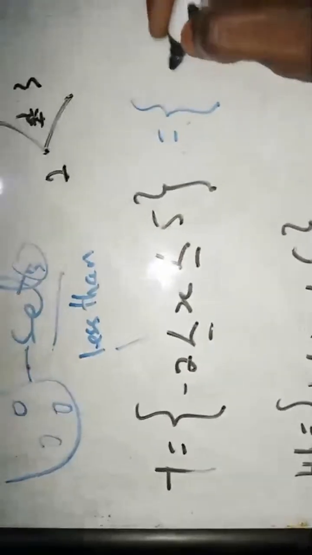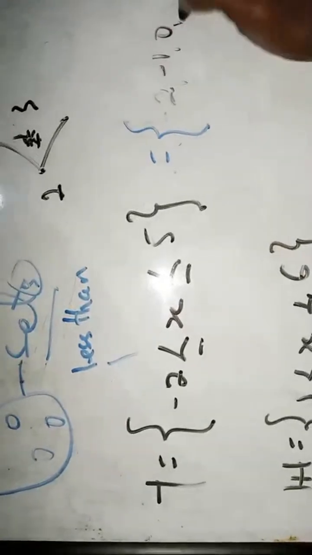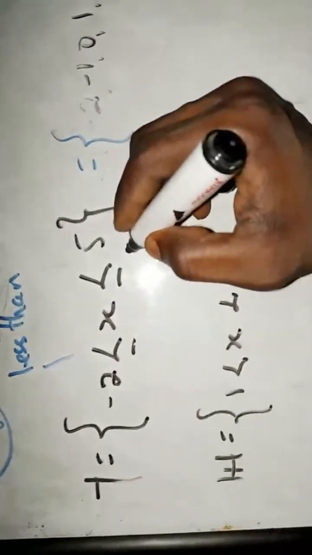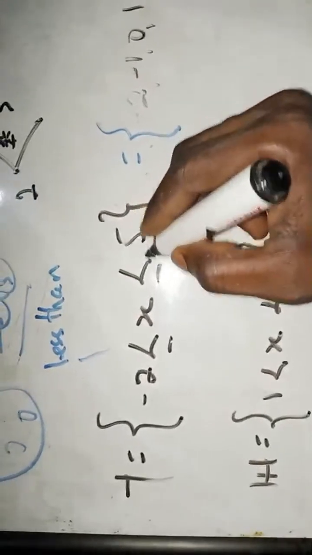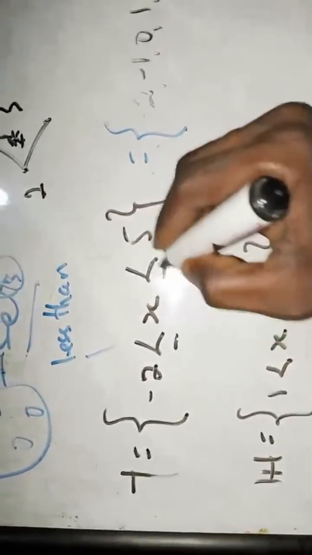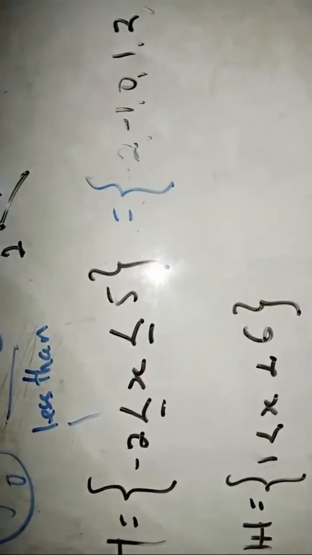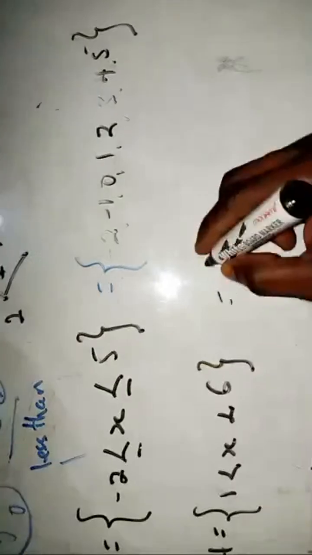because of this inequality here, we are going to start from -2, and then -1, then 0, 1, 2, and so on and so forth. But where are we going to end? We are going to end at 5, because x is less than or equal to 5. Meaning that here we are going to end on 5. Is that okay? So this is our set. This is the first set. So perfect. What about this guy?